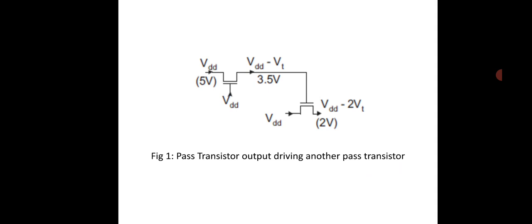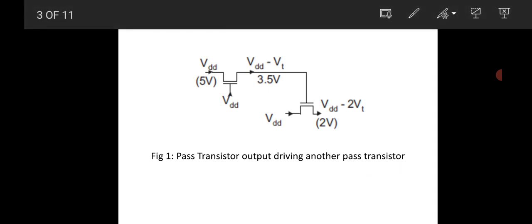So this is a pass transistor output driving another pass transistor cell, which is an NMOS. One important point to note here is that pass transistor logic families can be designed with the help of NMOS circuits. This is the output of the first pass transistor, and this output can be used as an input for the second transistor. That's why the output of a pass transistor is used to drive another pass transistor.